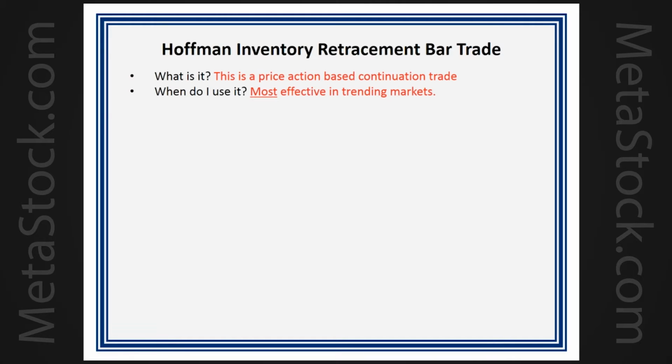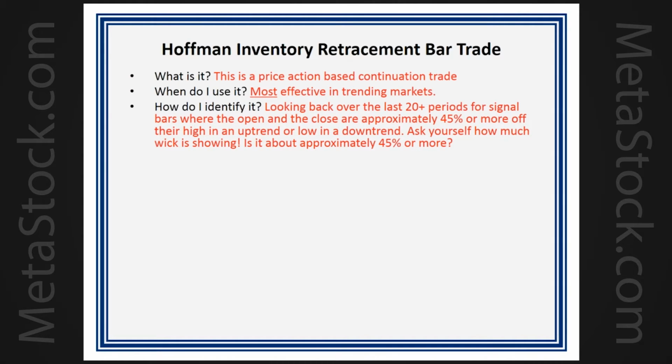Most effective in trending markets. How do we identify these signal bars? Looking back over the last 20 bars, and you'll see it says 20 periods. It doesn't matter whether it's a 2-minute bar, 5-minute bar, 15-minute bar, hourly, or daily, because for swing trading, I'm looking at this on a daily and a weekly basis. So looking back over the last 20 periods for signal bars where the open and the close are approximately 45% or more off their high in an uptrend, or 45% or more off their low in a downtrend.